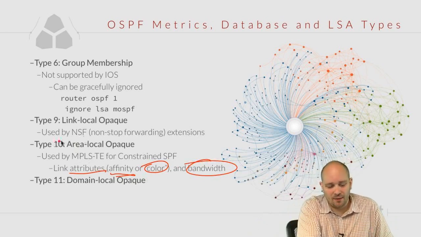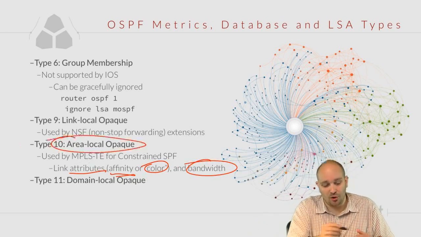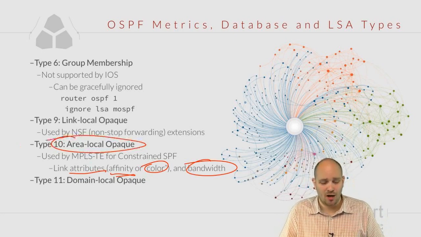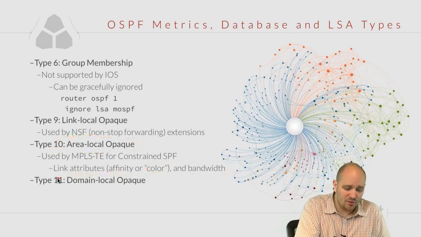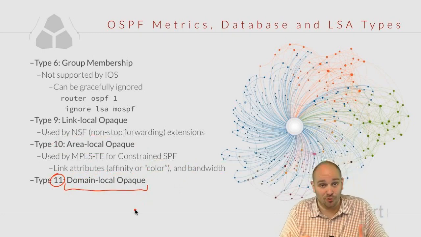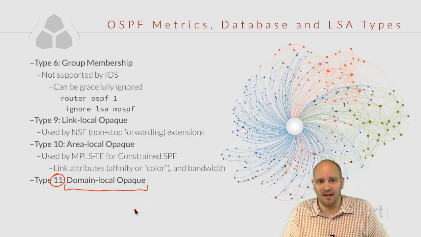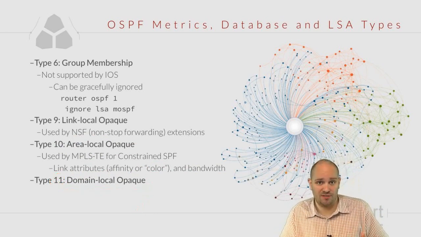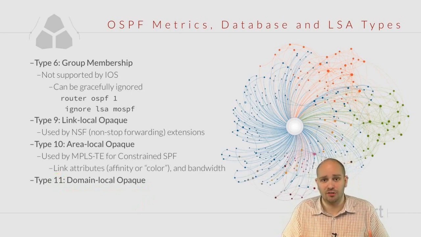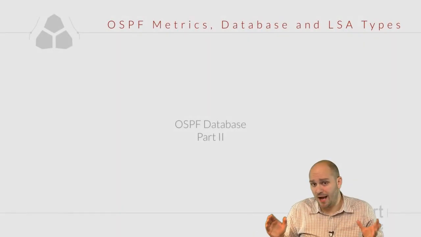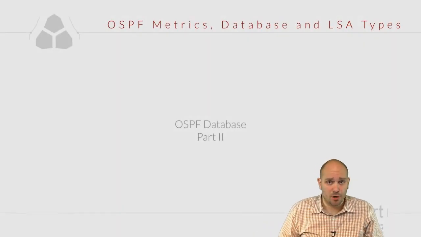So this is information that can be used, or this LSA is used to communicate these advanced link attributes throughout the OSPF network. And there is also type 11, which is a domain local, or I should say domain wide or domain global opaque LSA, but I am personally not aware of any OSPF implementation of the domain wide opaque LSAs. I promised, and I'm a man who keeps his promises.